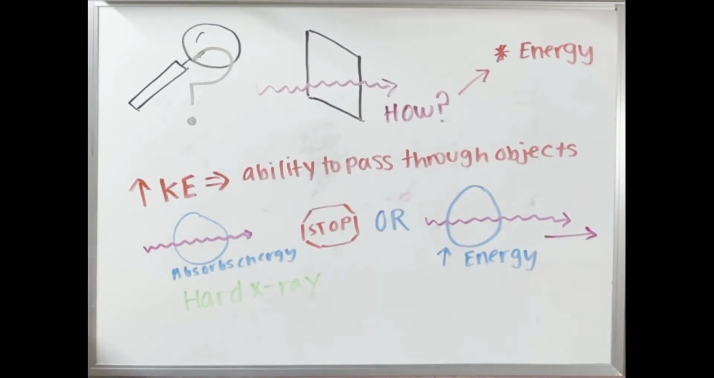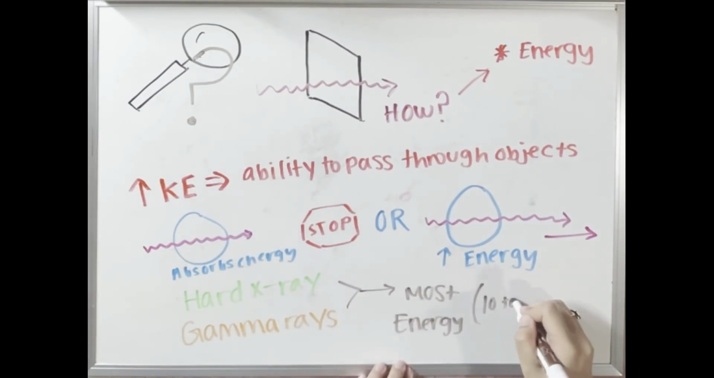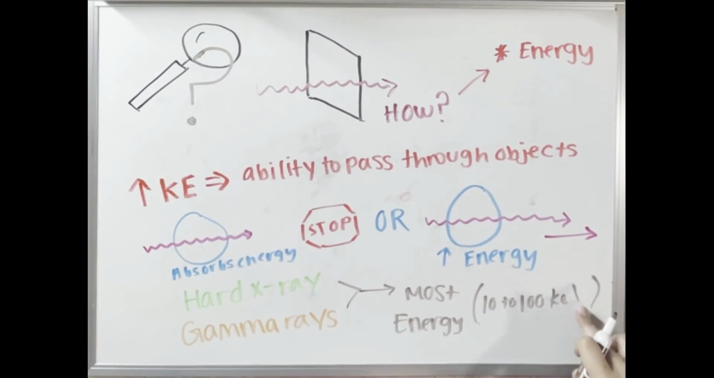Hard X-rays and gamma rays contain the most energy of all the waves on the EM spectrum, ranging from 10 kiloelectron volts to above 100 kiloelectron volts, explaining why they can pass through virtually any object.